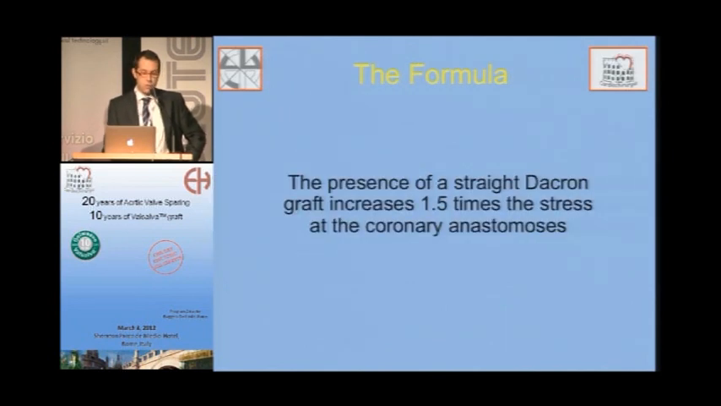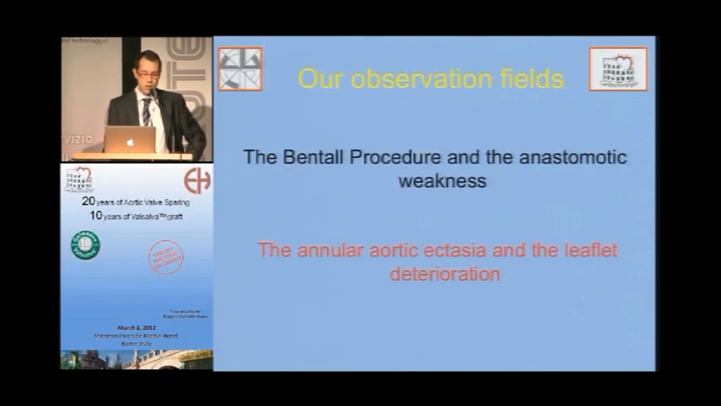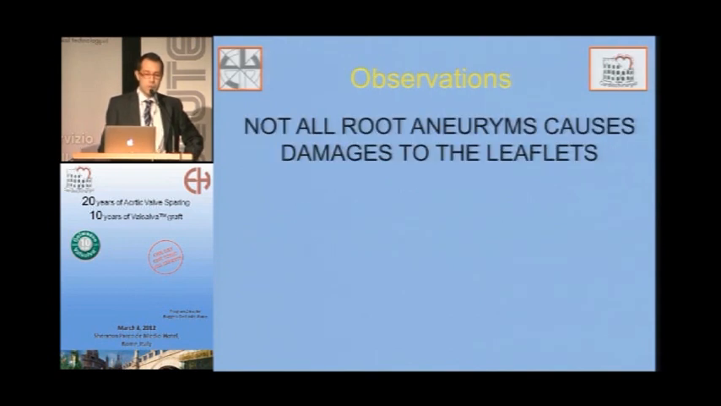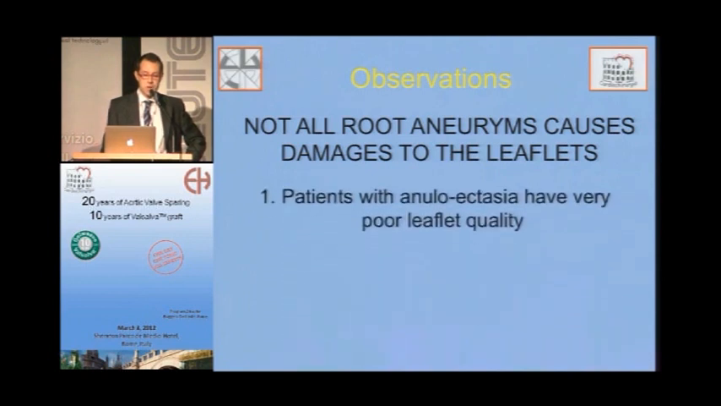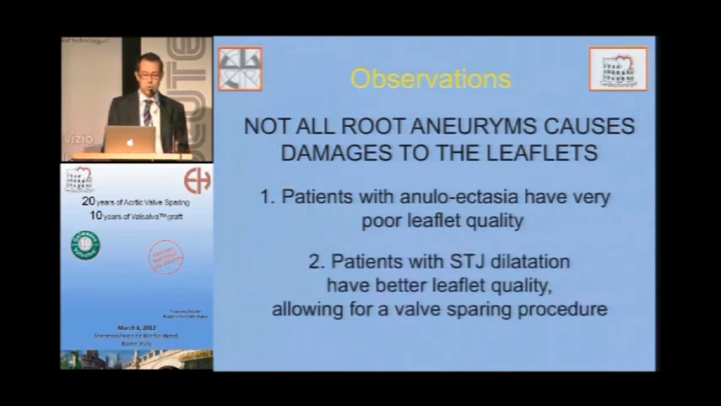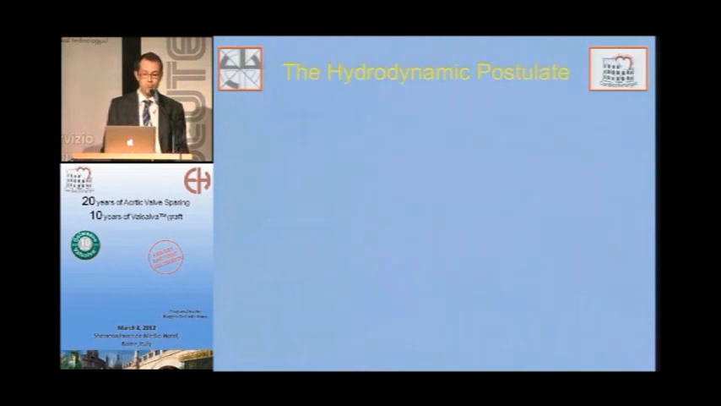So, to end up with the formula, the presence of a straight graft increases 1.5 times the stress at the coronary anastomosis. Let's skip to the second focus, the annular aortic ectasia and the leaflet deterioration. We started from this observation. Not all root aneurysms cause damage to the leaflets. There are patients who come to the theater with annular ectasia and have very poor leaflet quality, and patients with sinotubular junction dilatation that have better leaflet quality, more often allowing for a valve-sparing procedure.